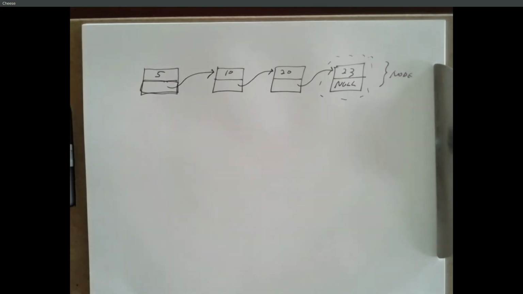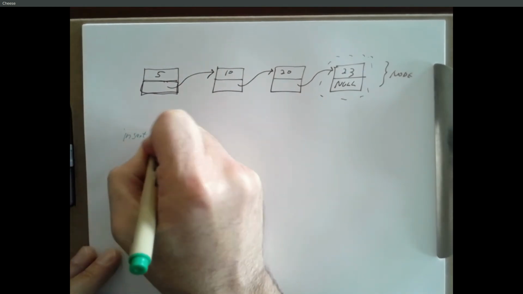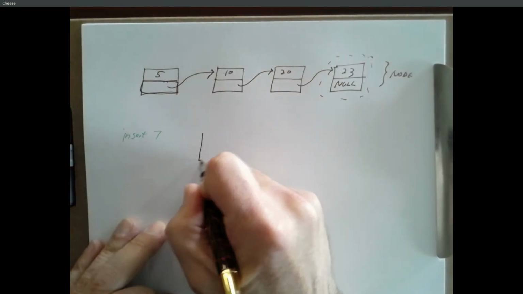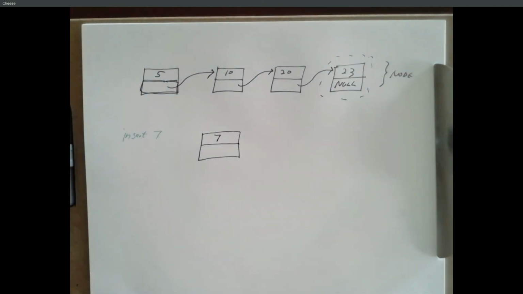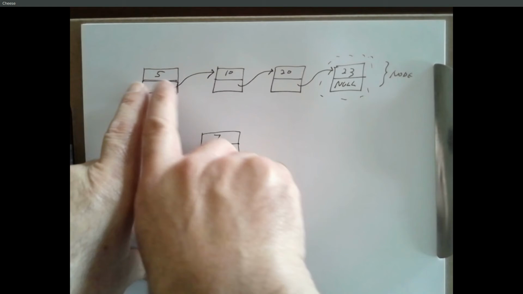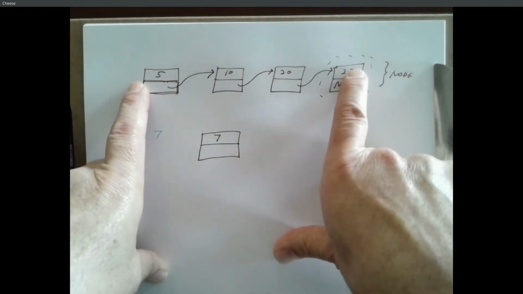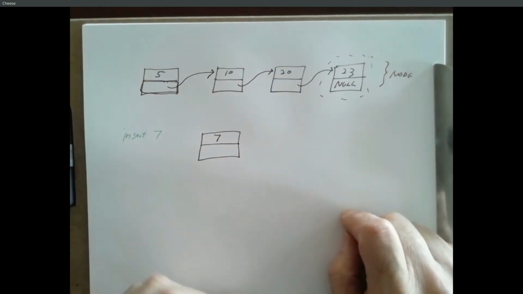Okay, what does this do for us? Suppose this is our array and we want to insert the number 7. Well, we're going to create a new node. We're going to store a 7 in the data piece of that node. But right now, if we look at our array of numbers, it's got a 5, a 10, a 20, a 23. There's no 7 in there. How do we get the 7 to be part of this list of numbers? You redirect a pointer.